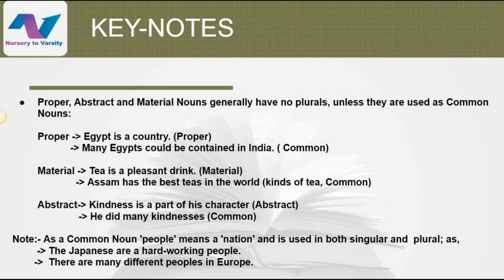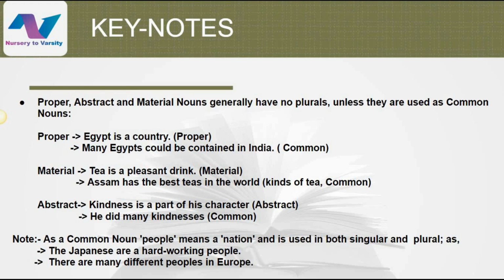So moving on to some more keynotes. The first one is: proper, abstract, and material nouns, that are types of nouns, generally have no plurals unless they are used as common nouns. Moving on to the first example, Egypt is a country. Here the word Egypt is simply a proper noun. But when I say many Egypts could be contained in India, then here Egypt is a common noun. So as you can see, when a proper noun is used as a common noun, in that case we can ask for its plural form. Else I'll never say Egypt is a country or Egypts are a country.